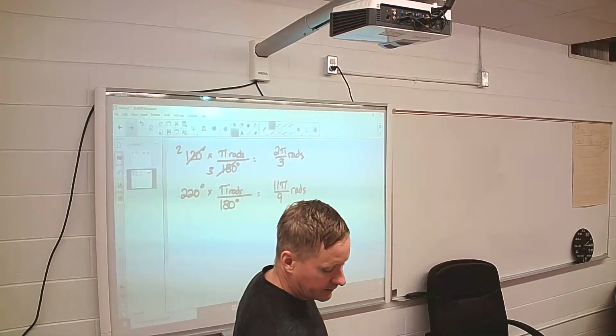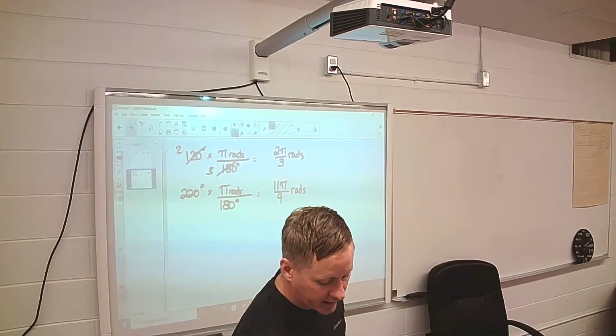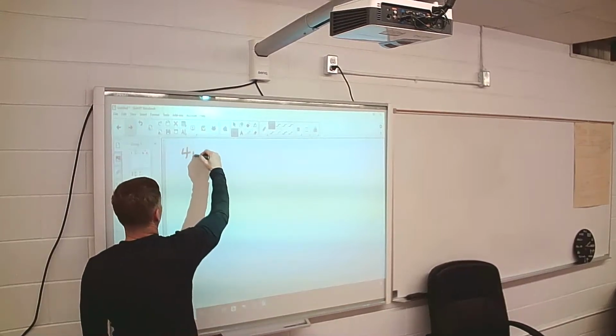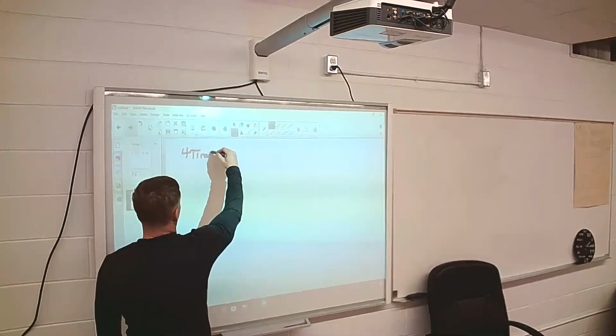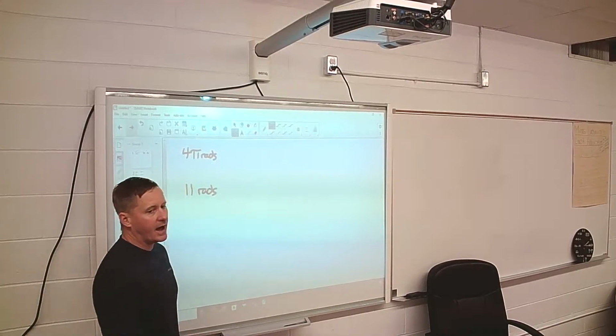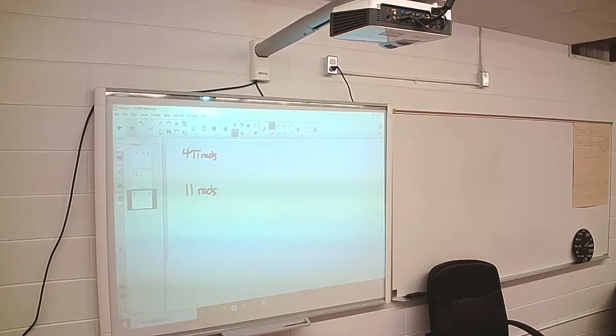So what we want to do is it says here, determine which angle is larger, 4 pi or 11 radians. Now, if it's given as a value with no degree symbol, it's assumed to be radian measure. So if there's no degrees there, it's radians. Okay, so it says 4 pi or 11. That means that it's 11 radians.